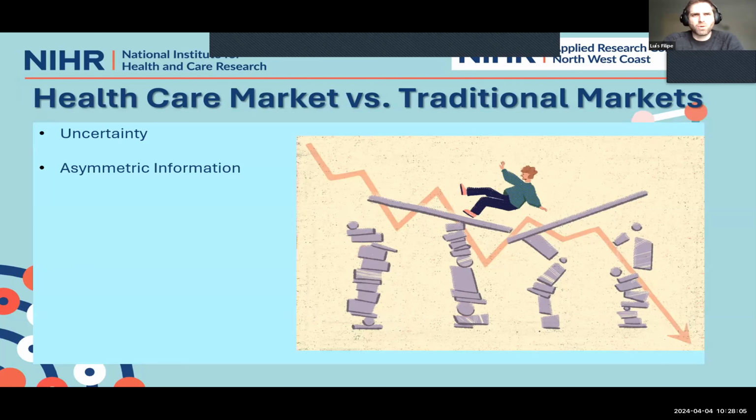It can also create complications with insurance companies, because if you are the patient and you don't know more about yourself than the insurance company, it may be hard to find the equilibrium premium that you should pay for an insurance, for example. So yeah, it's tricky.